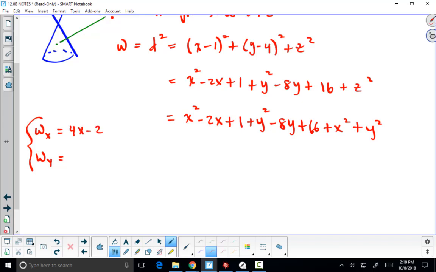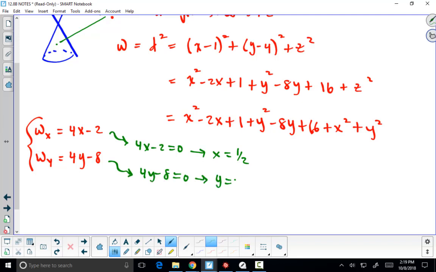The y's, we're going to get 2y minus 8 plus 2y. So 4y minus 8. Now we set those equal to 0. 4x minus 2 equals 0. We get x equals a half. Set the second one equal to 0, and we get y is equal to 2.